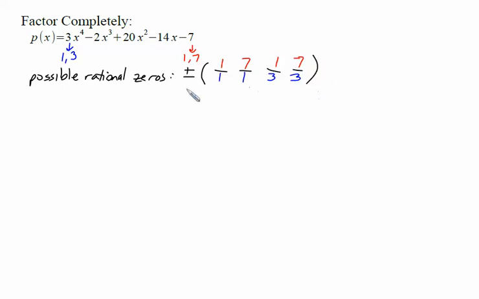Now on a test or a quiz, I would like to see those simplified. So that would be ±1, ±7, ±1/3, or ±7/3. Our next objective is to identify one that actually is a zero. If a calculator is not permitted, you would need to simply plug that in to the polynomial, and the numbers would be decent and manageable enough that you could work it out without a calculator.